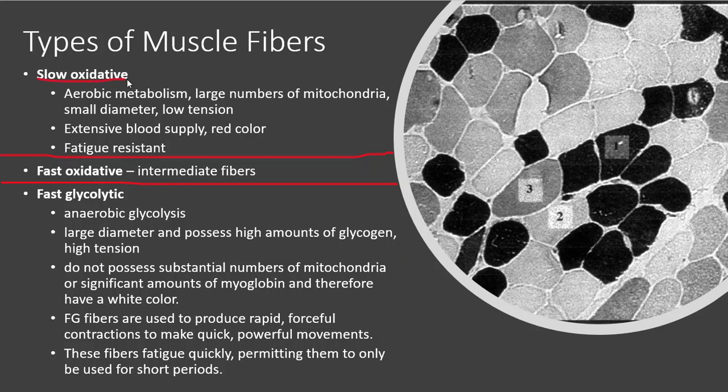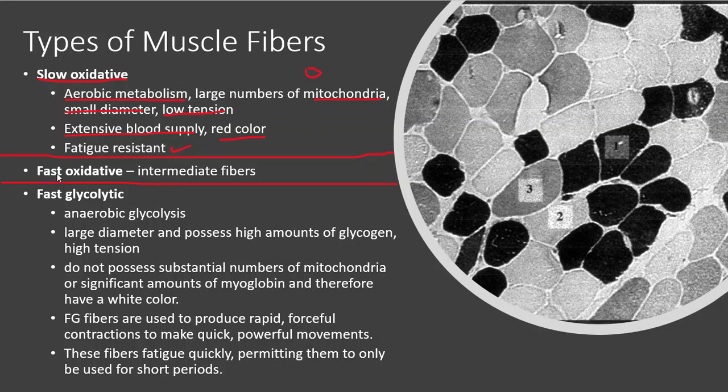Okay, we have the slow oxidative fibers. The key word there is oxidative. These guys are going to use the mitochondria, aerobic metabolism. They have lots of mitochondria. These guys are going to be relatively small diameter muscle fibers. They're going to have lower tension. These guys are going to have a big blood supply because they need oxygen, and they're going to look kind of reddish in color. These guys are muscles that you can keep going for a fairly decent amount of time. So they're resistant to fatigue. They don't give out very quickly.